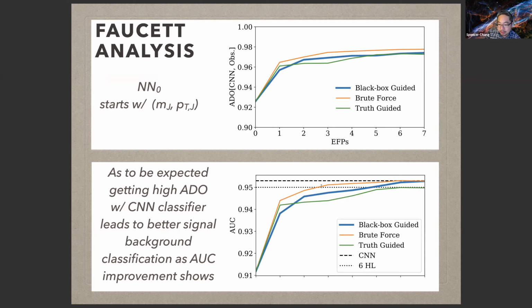The brute force gets there quicker, right? It does it better already with 3 energy flow polynomials. With the black box one, it takes a little bit more time. By the time you get to 5, you've matched the 6 high-level variables that are human derived, or human sanctioned as good variables. And by the time you get 6, you're better, right? And you're almost essentially as good as the CNN. If you want to get that last bit, you can go to 7. And the truth guided one actually only does as well as the 6 high-level variables.